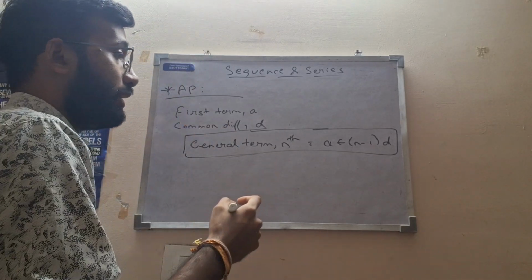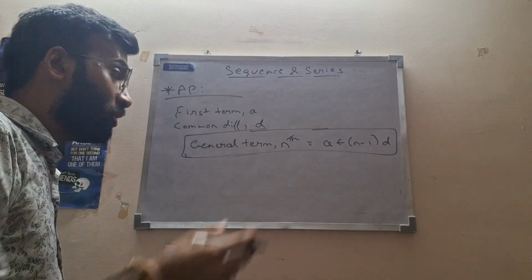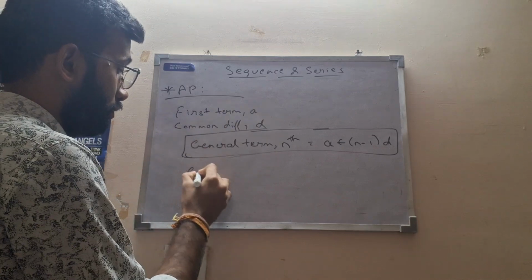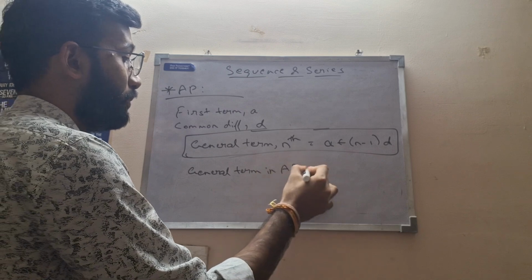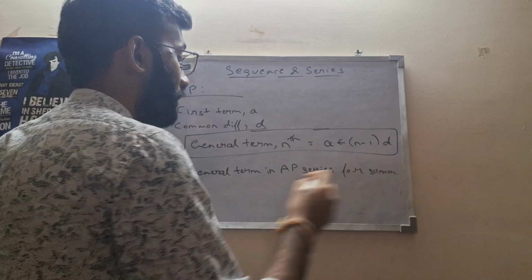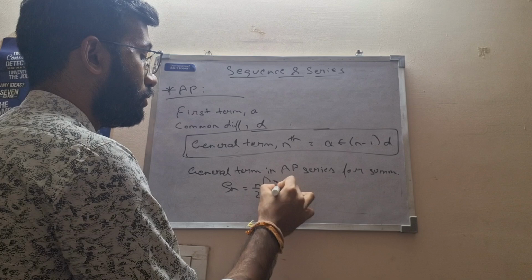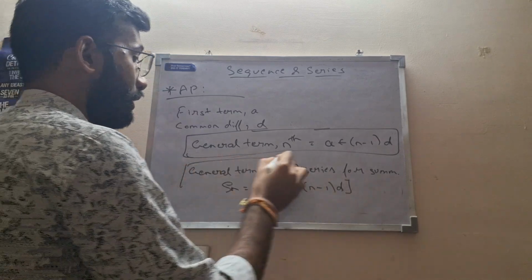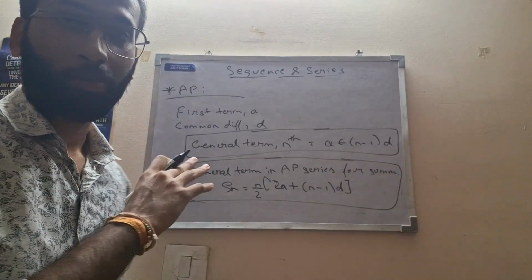Okay. And also we have learned about the series. So we also have a general formula for the summation of a series in AP. For the summation, we have Sn equal to n by 2 times (2a plus (n minus 1) into D). This is the general formula for the summation of an AP series. So you must remember that.